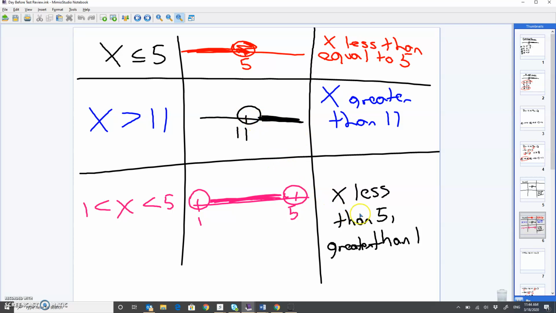For the last one, we were given that x is less than 5 and greater than 1. So we showed that on our number line and then repeated it here. X is less than 5, x is greater than 1. Next question.